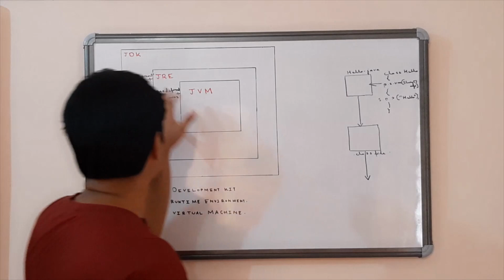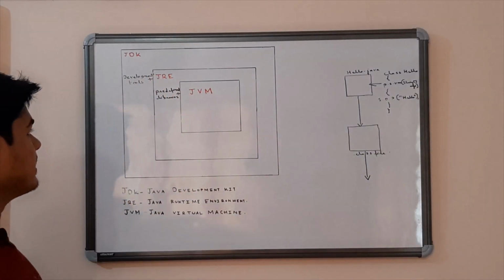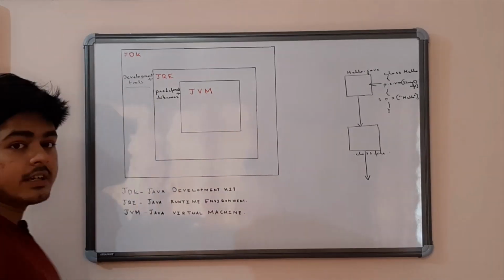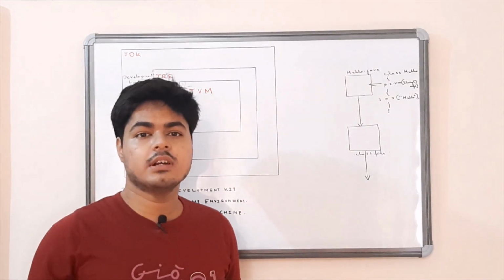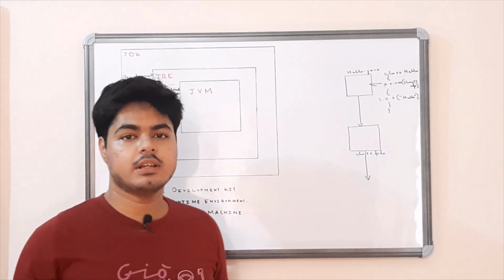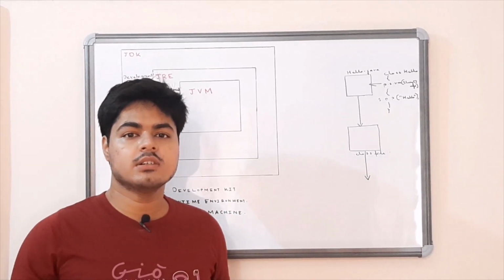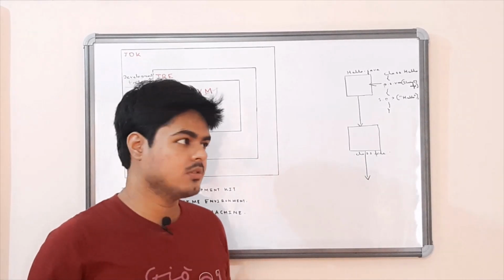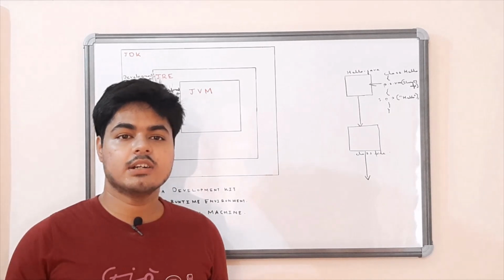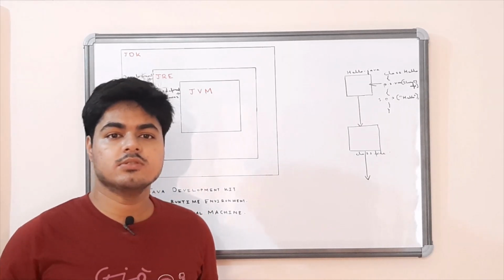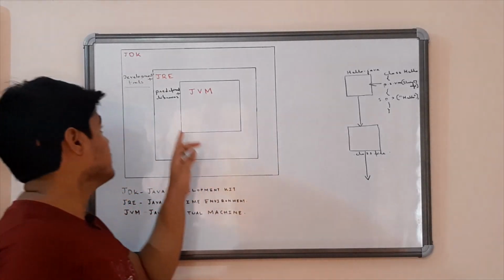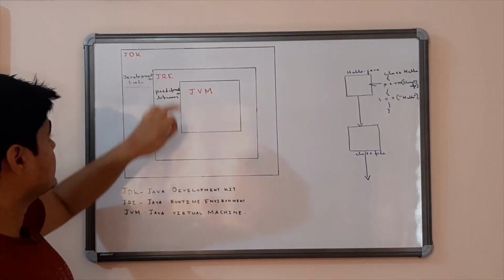Now beginning with JDK, which is Java Development Kit, it provides us with certain development tools that are used for developing our Java application. One of them is the Java Compiler, which is used to compile the source code to bytecode. There are several development tools like the jar tool and the java tool, which is used for executing our bytecode. So JDK is development tools plus JRE.